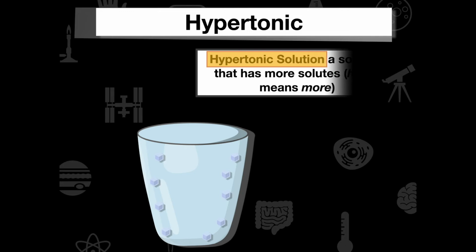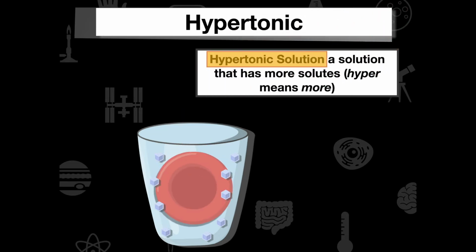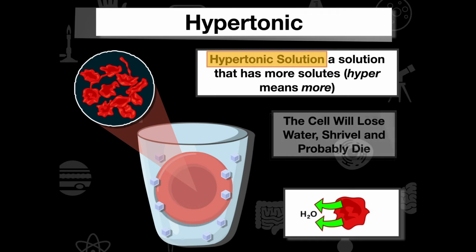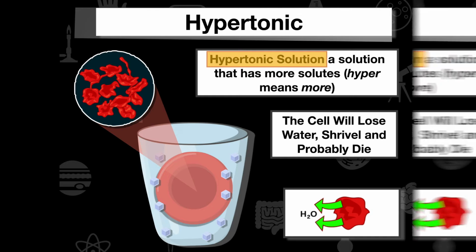So a hypertonic solution is a solution that has more solutes. It is hyper, like if you're hyperactive, you have lots of energy, and it has more solutes than the actual salt inside the cell. So we're putting a cell in a really salty solution. What's going to happen? Well, if there's more salt in the glass than in the cell, the cell's going to lose water and shrivel up.